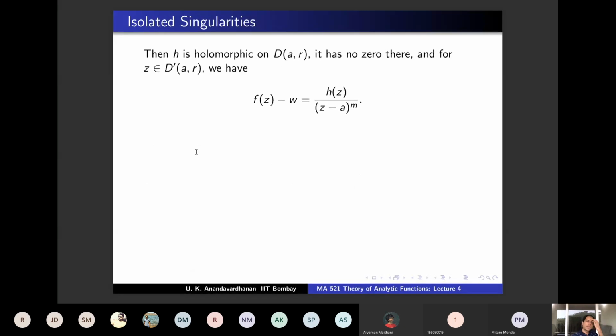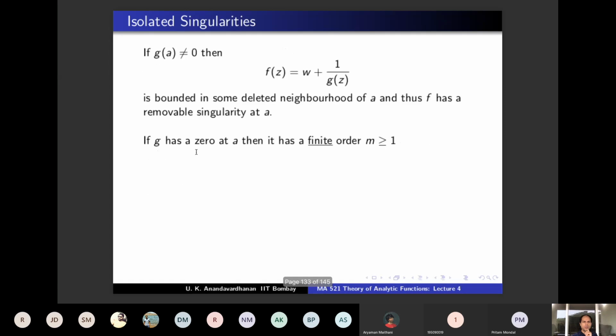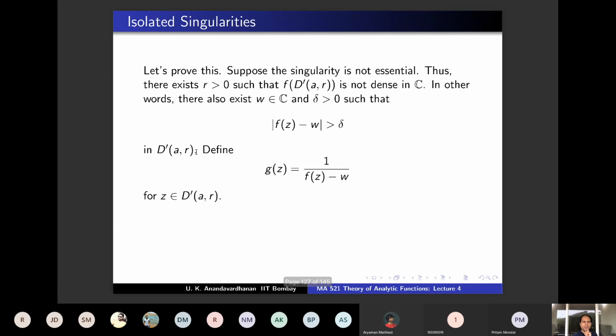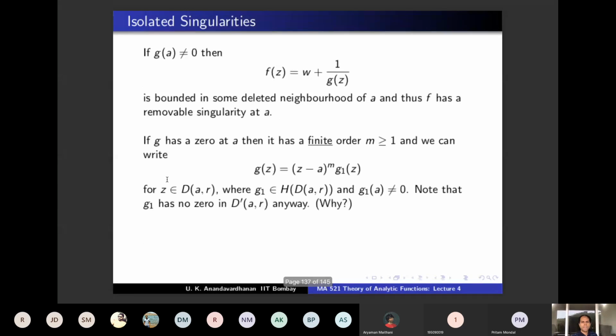And for Z in this deleted neighborhood, F(z) minus W is H(z) by (Z minus A) power n. So Ariman, we have to argue with this D'(A,R) only, no? It's on this, but it doesn't matter because on a smaller neighborhood also this is true, right? You would have got a smaller deleted neighborhood. There also this argument is true. This is true throughout this, therefore on a smaller thing also. So it doesn't matter. Smaller thing is fine.